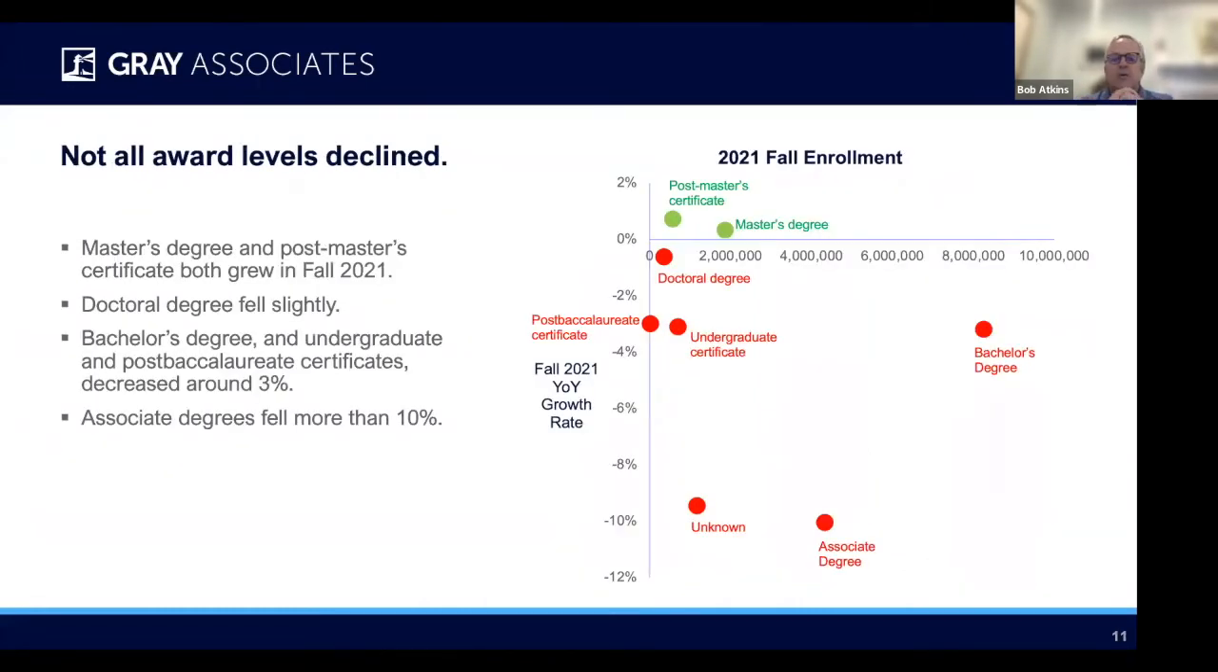Now, that growth is not evenly distributed. So we actually do have whole degree levels that are growing. Postmaster certificates are up about 1%. Master's degrees are slightly positive. And then things start to fall off.